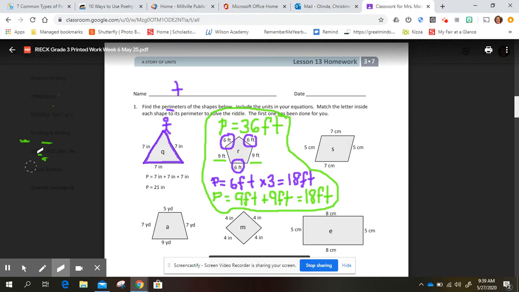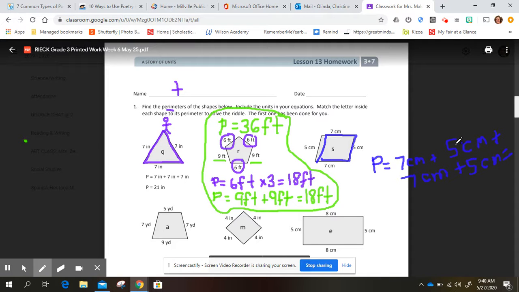All right, the next one. It looks like a parallelogram, and it has a 7, a 5, a 7, and a 5. All I want to do is add all these numbers together. So 7 plus 5, 7 plus 5. Well, I know that 7 plus 5 is 12. So the perimeter equals 7 centimeters plus 5 centimeters plus 7 centimeters plus 5 centimeters. And all I'm doing is adding all the numbers together.